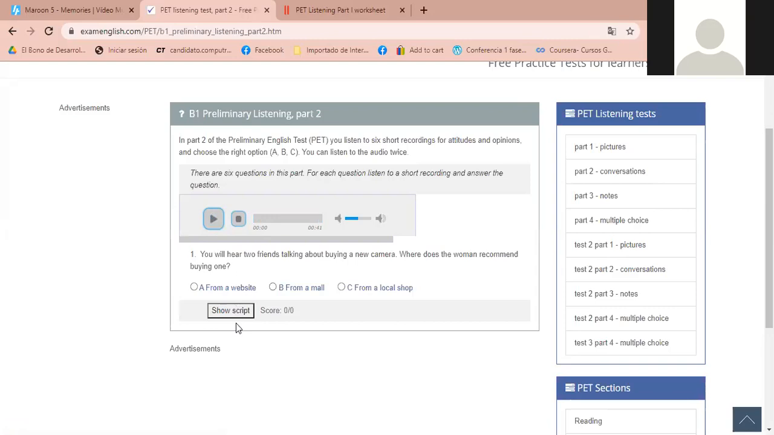So guys, which one would you choose? Letter A, B, or C?